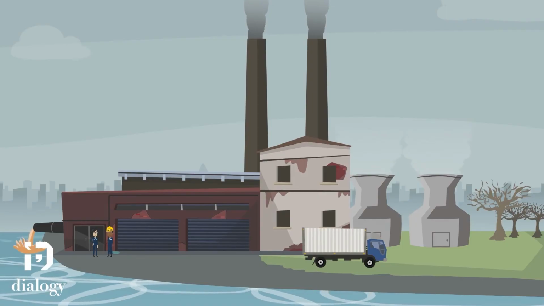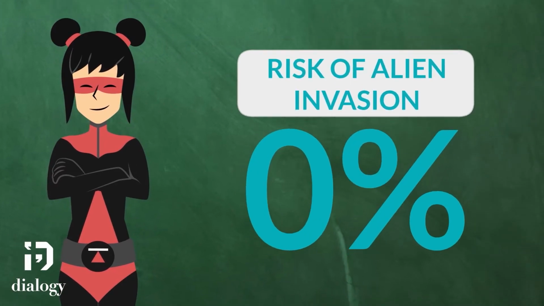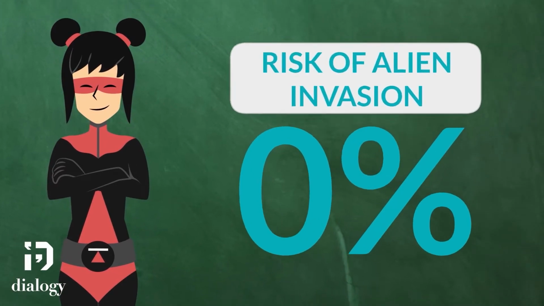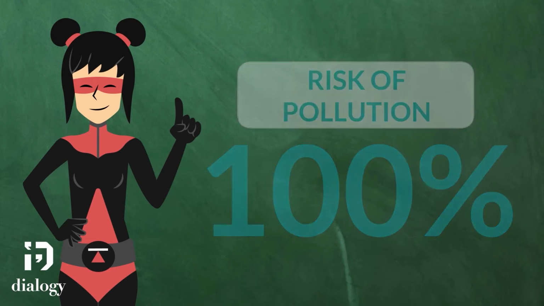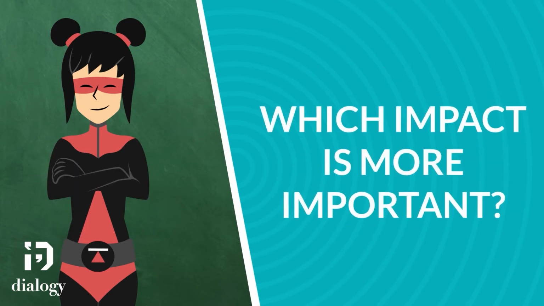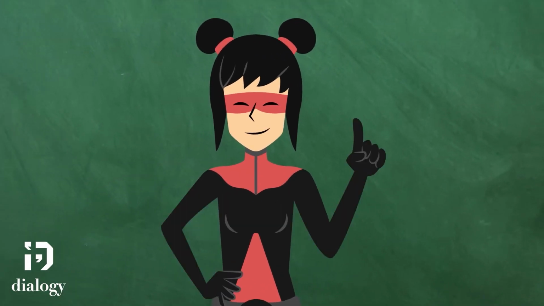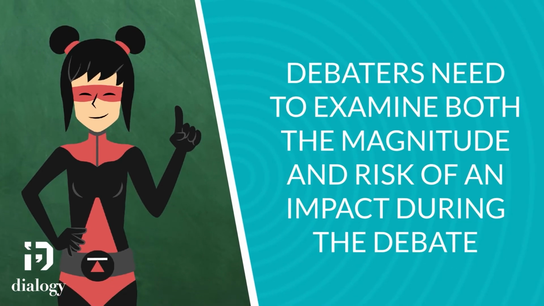Now, let's compare this to an impact like pollution. The risk of alien invasion is likely 0%, but the risk of pollution affecting people around the world is 100%. Pollution is a great example of an impact that is of low magnitude but high risk. If we ask a judge which impact is more important, it's likely the judge will vote to limit pollution over a need to prepare for an alien invasion. That's why debaters need to examine both the magnitude and risk of an impact during the debate.